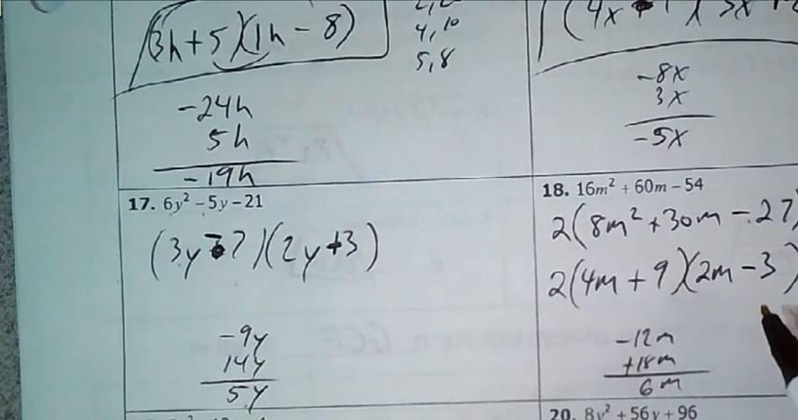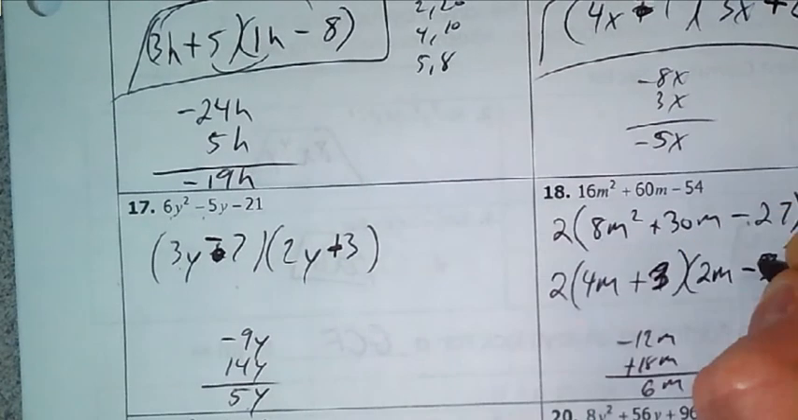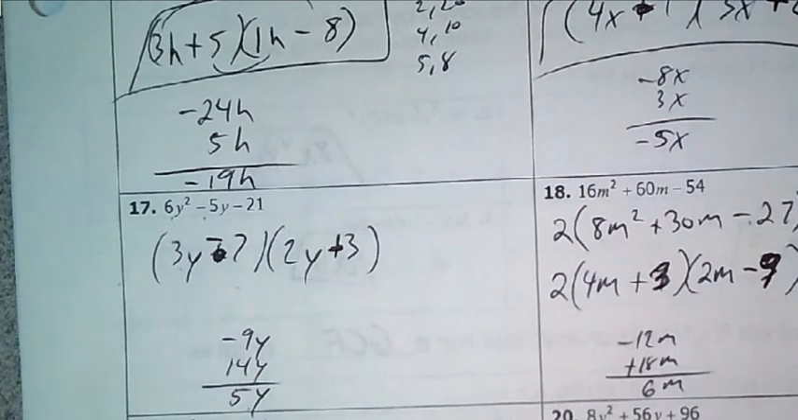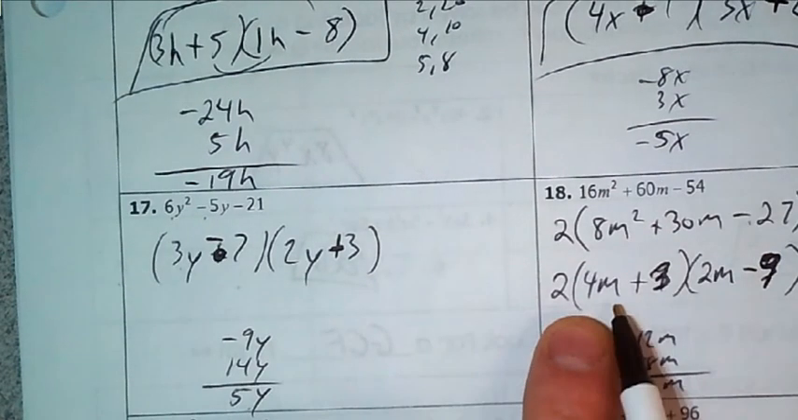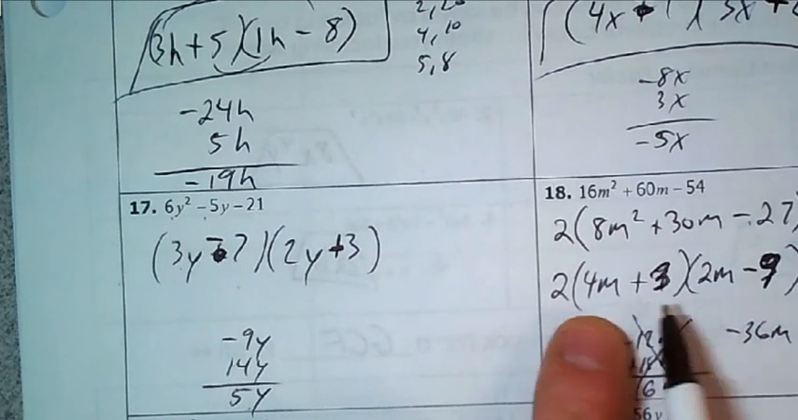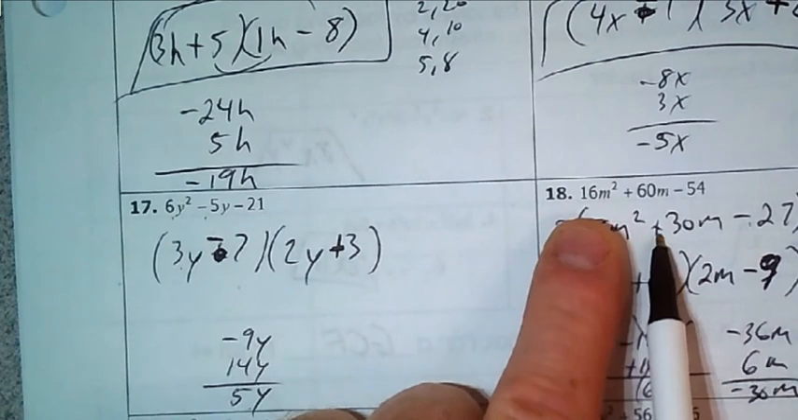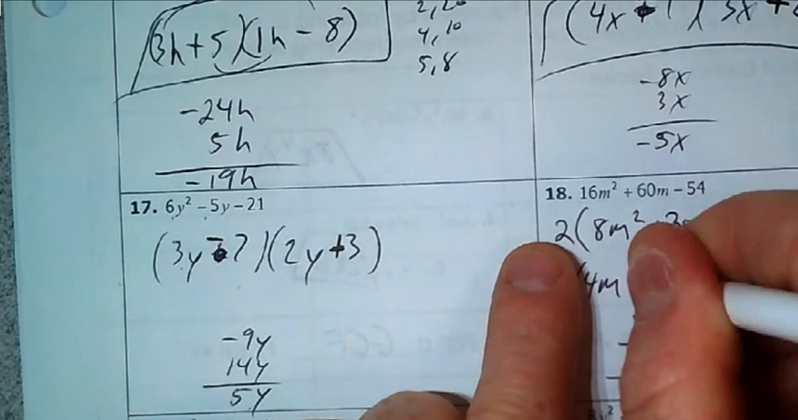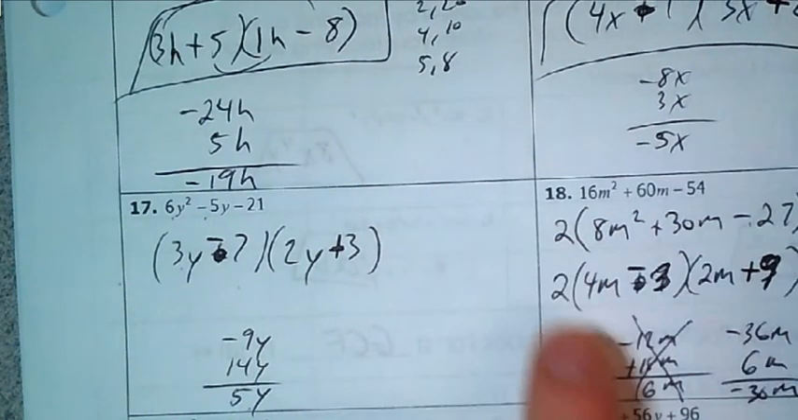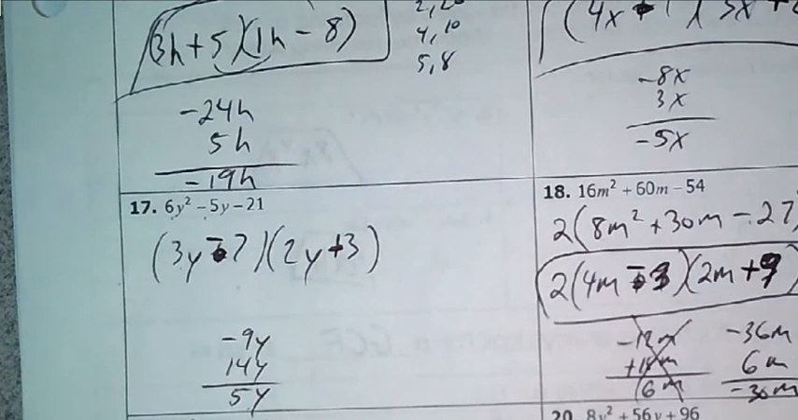So can we do something else? Why don't we swap the 3 and the 9? So 3 and 9 swapped. You're going to try things until you get it. Okay, 4m times negative 9, negative 36m, and then 3 times 2 is 6m, so that's negative 30m, and that's close. We want it to be positive. Change the signs. And that's it. We're done. All right, so I am going to stop the video now, and we're going to practice this.